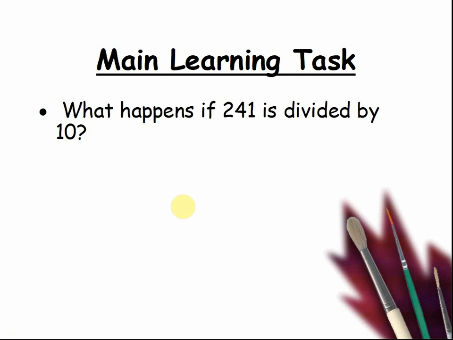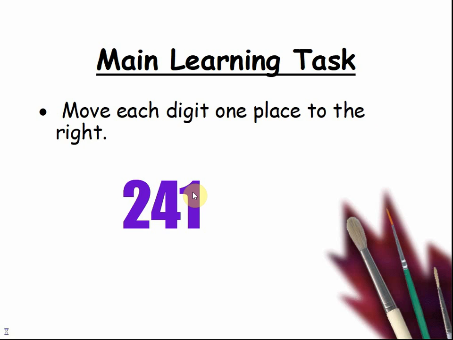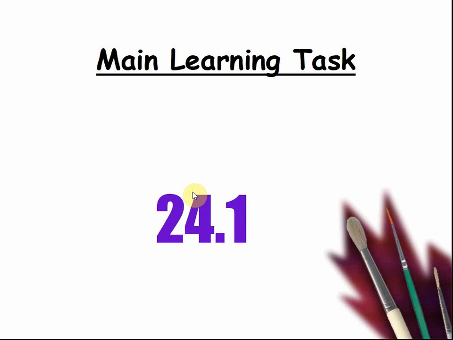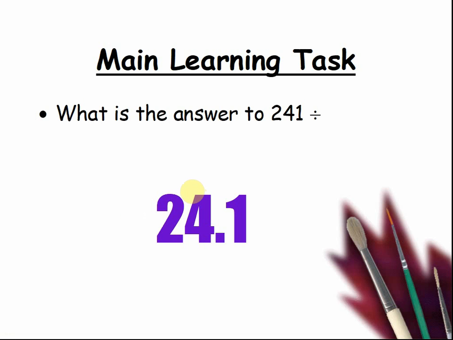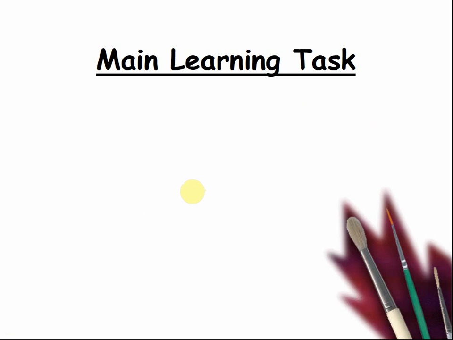What happens if 241 is divided by 10? Everything moves to the right. So the 200s become 2 tens. The 4 tens become 4 units. The 1 unit becomes 1 tenth. Move each digit one place to the right. What is the answer to 241 divided by 10? 24.1.